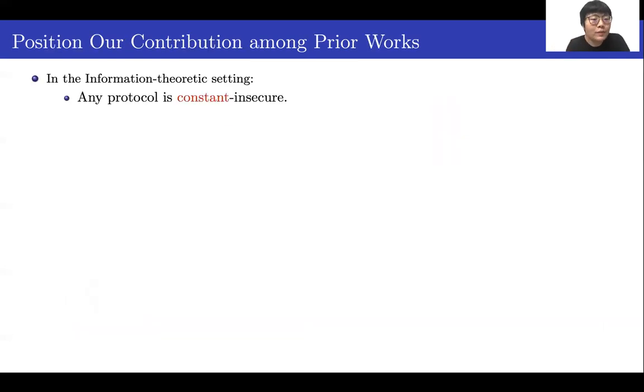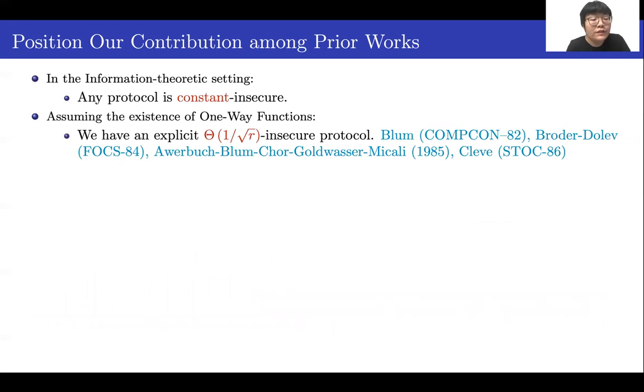So let me first tell you about our contribution by positioning it among prior works. Firstly, in the information theoretic setting, we know that for any protocol, its insecurity is at least a constant. However, if you are willing to assume the existence of one-way functions, by a sequence of work in the 1980s, we now have an explicit protocol that achieves 1 over square root of R insecurity. Recall that R is the number of messages exchanged in the protocol.